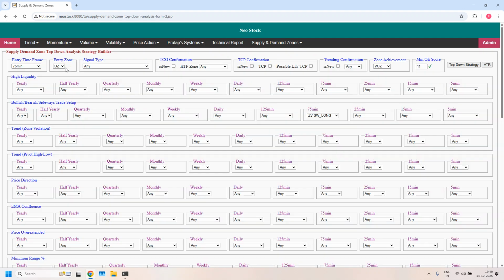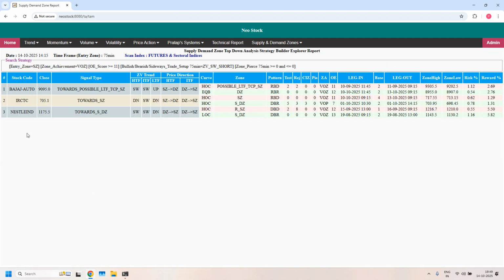Next, sideways short trade setup for weekly income trade. 75 minute supply zone, here sideways short. Something wrong with my mouse. Okay, sideways short. We got 3 stocks. Entry time frame zones are 75 minute supply zones. Plan trades only if lesson 30.3 video checklist items are satisfied.